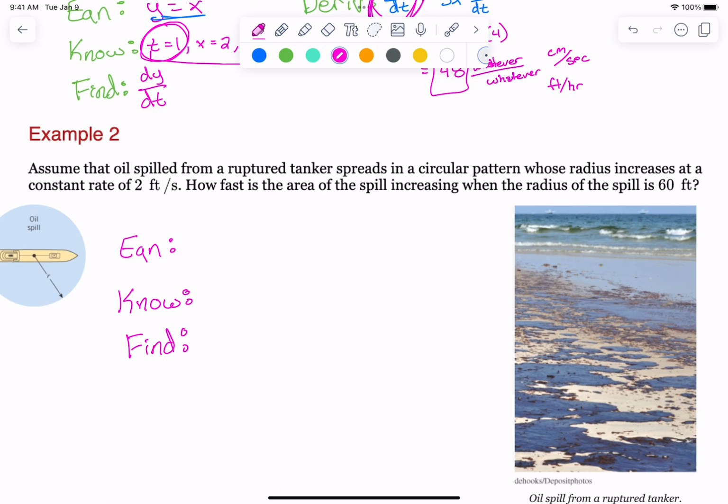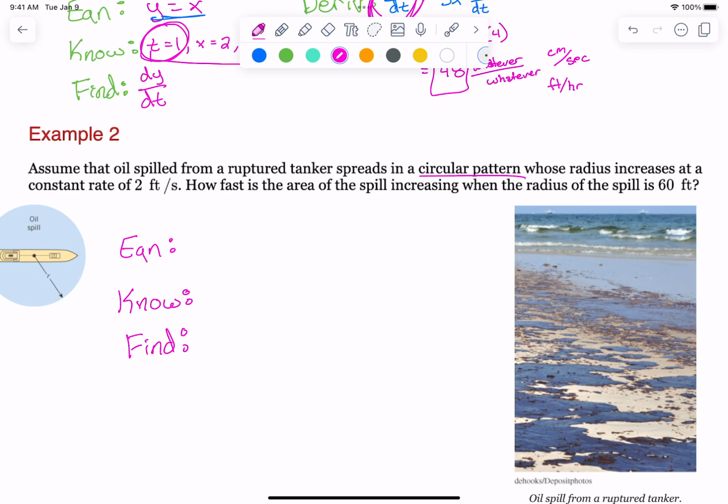In fact, in your calc book, in the front cover, it has all the shapes and what their formulas are. You see that? Inside the front cover, it has the shapes and then whatever the formulas are, so you will have those. Assume that oil spilled from a ruptured tanker spreads in a circular pattern.